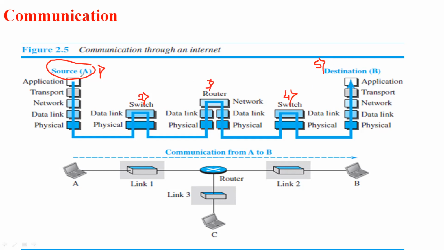So one is a source host, also called computer A or host A. And the second one is a link layer switch. Then we have a router. Here we have a link layer switch again. Next we have a destination. So these are the 5 different communicating devices when we are talking about communication with respect to the TCP/IP model.